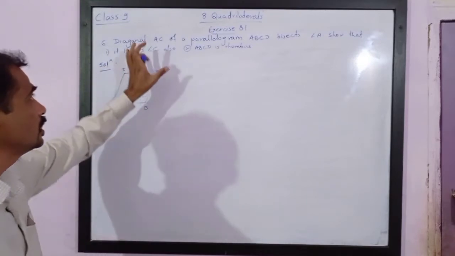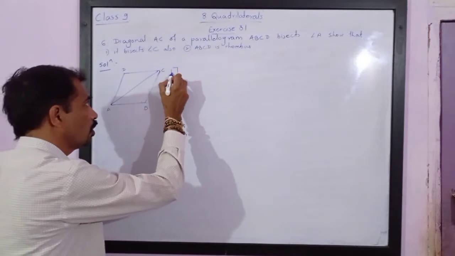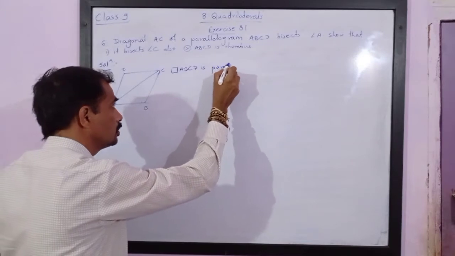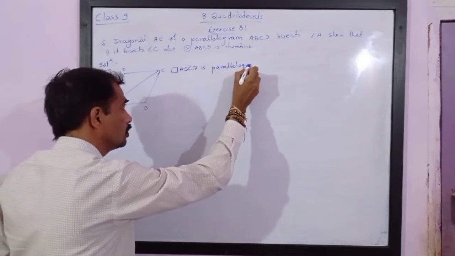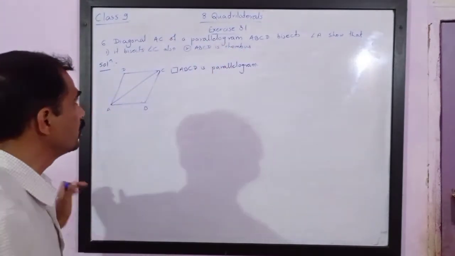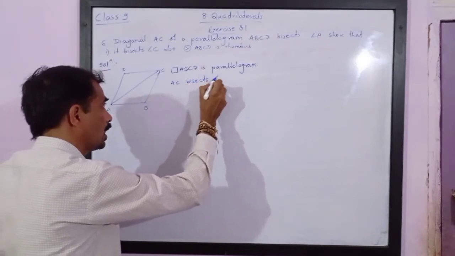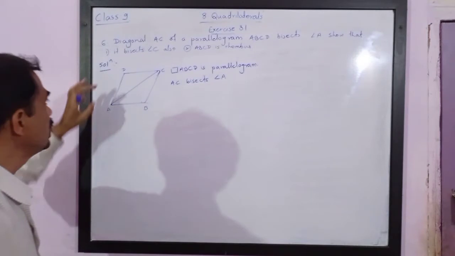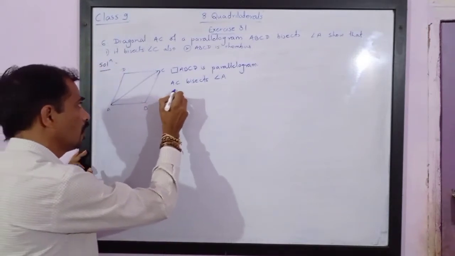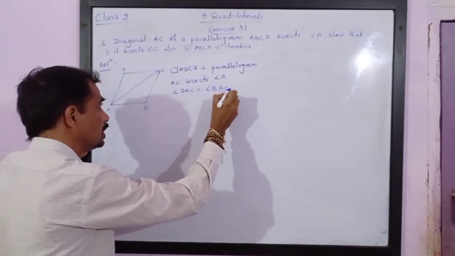So first thing we need to write given thing. We are given quadrilateral ABCD is a parallelogram. We are also given that AC bisects angle A. It means angle DAC equals angle BAC. Therefore, angle DAC equals angle BAC. This is given to us.